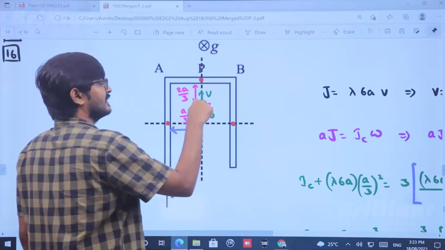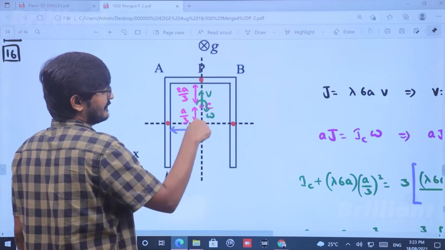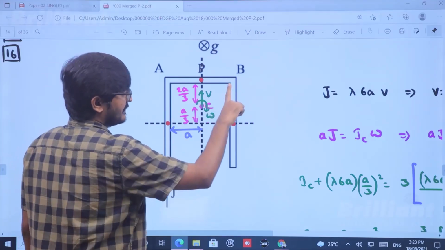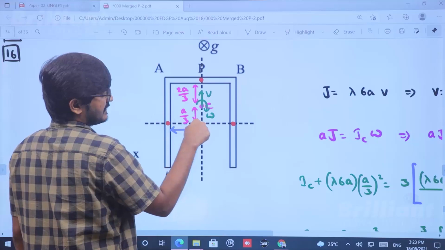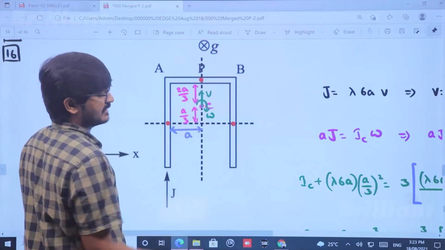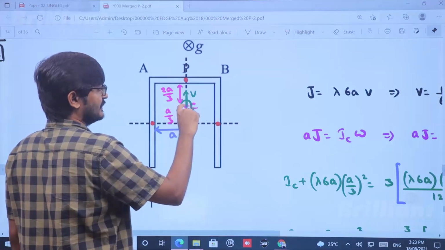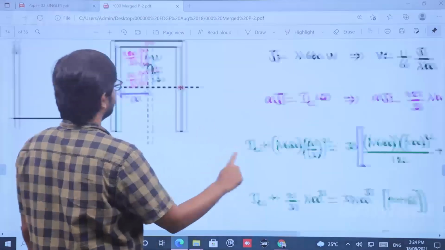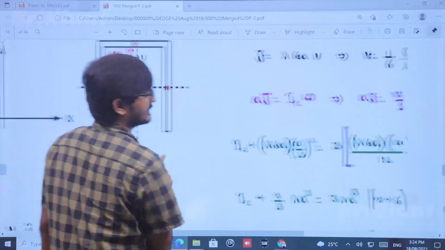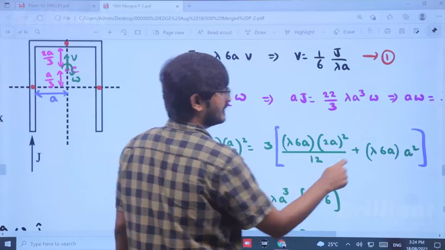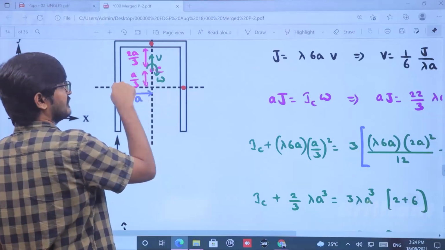Now I have to find moment of inertia of this system about this axis. It is easy for me to find moment of inertia about this axis because it is ml square by 12 plus ma square, ml square by 12 plus ma square, ml square by 12 plus ma square, right? But I can say moment of inertia about this axis equals IC plus m into a by 3 whole square. IC plus m into a by 3 whole square will be giving moment of inertia about this axis, which is 3 times of m L square by 12 plus m a square.